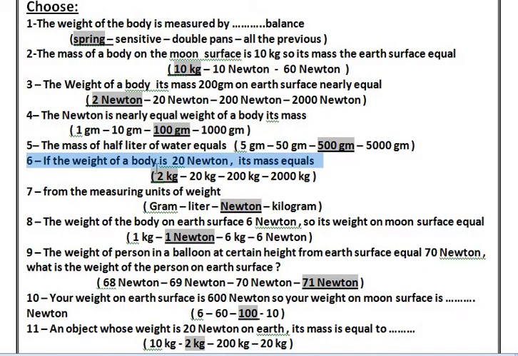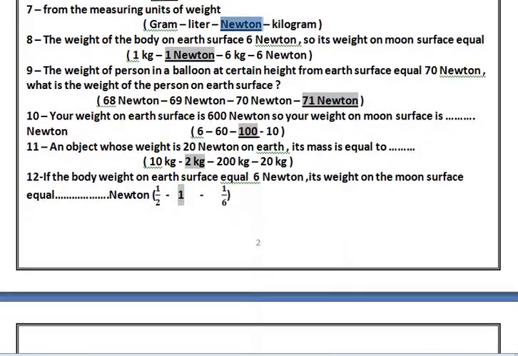If the weight of a body is 20 Newton, its mass equals what? Weight equals 20, and the mass equals the weight divided by 10. So 20 divided by 10 equals 2 kilogram. The measuring unit of weight is Newton. This is the only unit of weight we have studied.